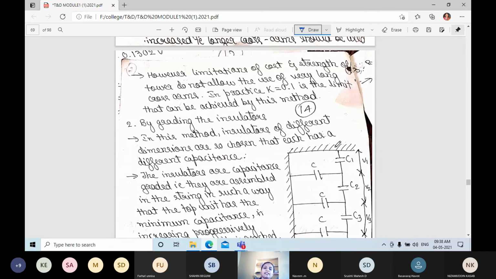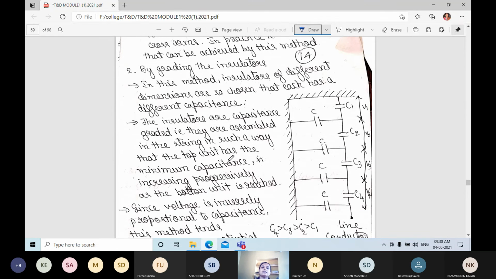Next, by grading the insulator. How? In this method, insulators of different dimensions are so chosen that each has a different capacitance. You can observe here, each has a different capacitance, C1, C2, C3 and C4. The insulators are capacitance graded.